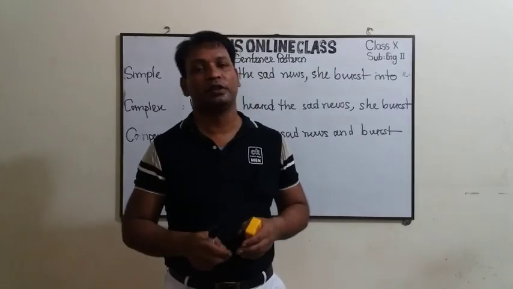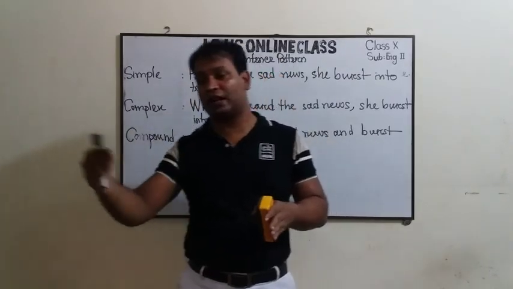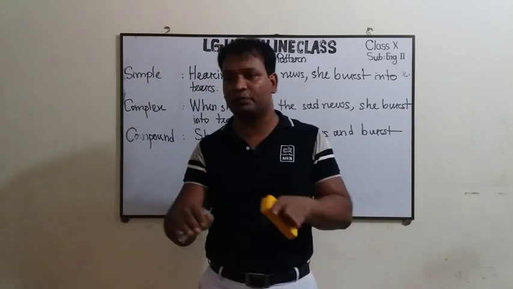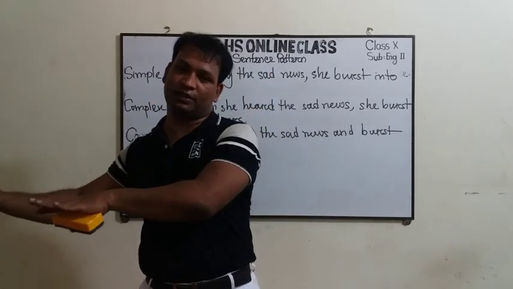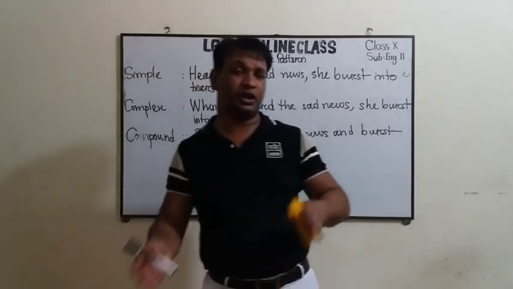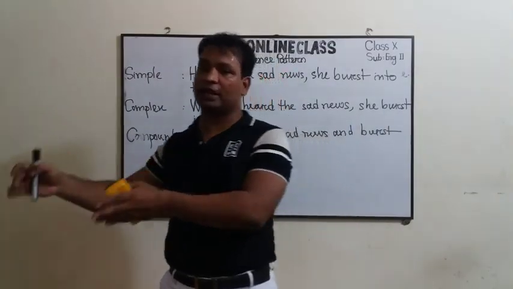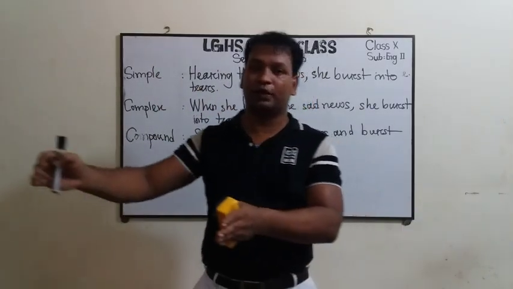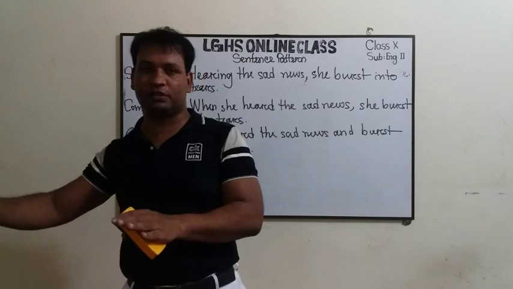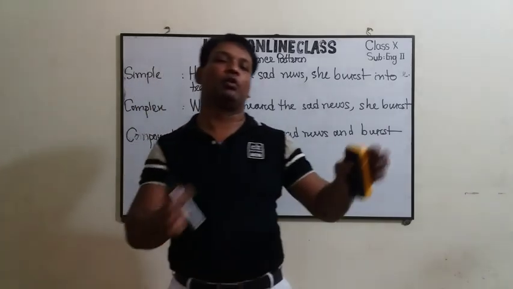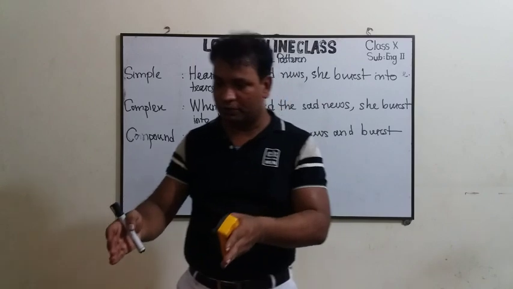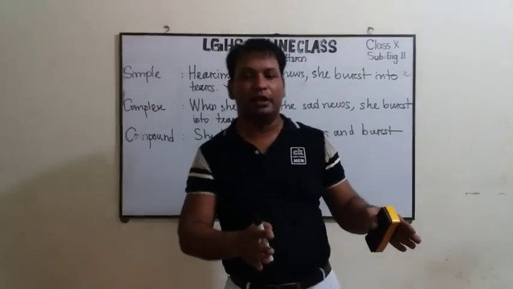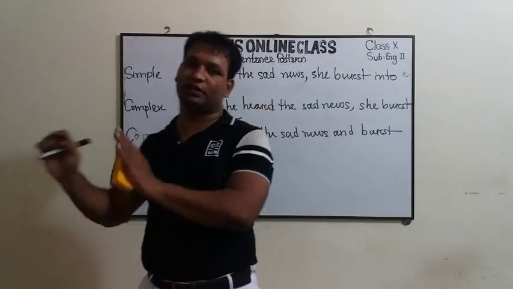For example, jumping into a cab, she cried gaily. This is simple. Let's make it complex. When she jumped into a cab, she cried gaily. Let's make it compound. She jumped into a cab and cried gaily. Similarly, coming to the boy, the bear smelled him. This is simple. Let's make it complex. When the bear came to the boy, it smelled him. Let's make it compound. The bear came to the boy and smelled him.